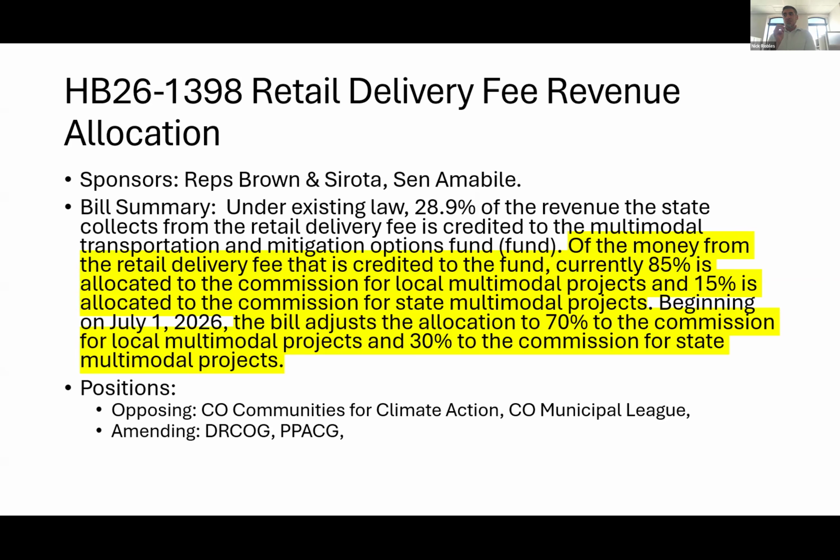Well, because of the current budget situation with the state, this bill 1398 would reduce the allocation for local multimodal projects, with an increase for state multimodal projects. And this is because there are funding issues for bus staying, and this is the state's response to ensure that there's funding for bus staying, but it unfortunately comes at the expense of local projects.